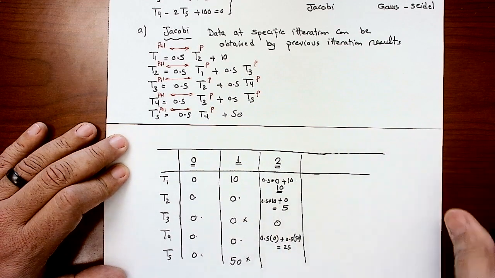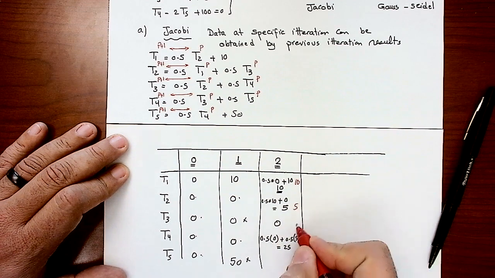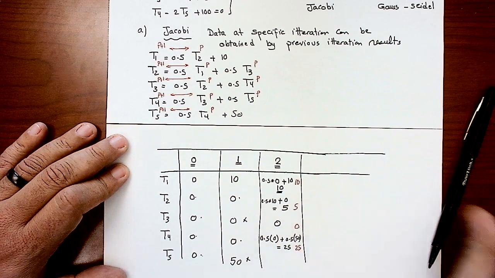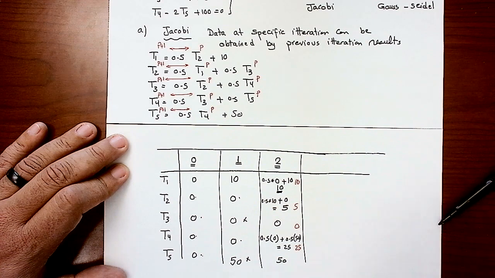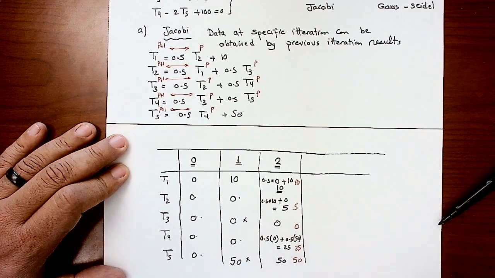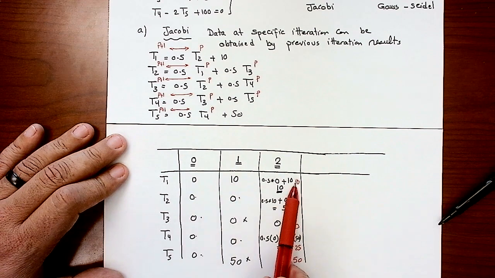So for that iteration 2, I end up having 10, 5, 0, 25. What about the last equation? T4 from the previous step is 0, so I end up having 50. So the final value here is 50. You see the change now? 0 becomes 10, 10 remains 10. 0 becomes 0 and 0 becomes 5. 0, 0, 0, 0, 0, 25, 0, 50, and 50.